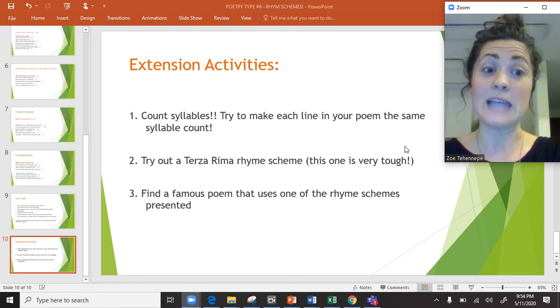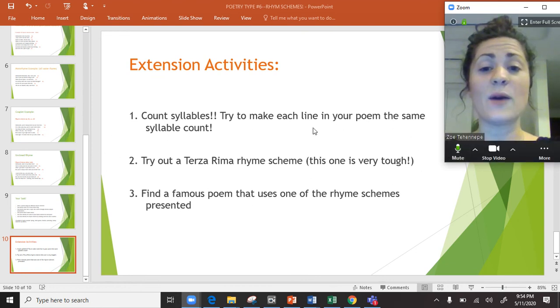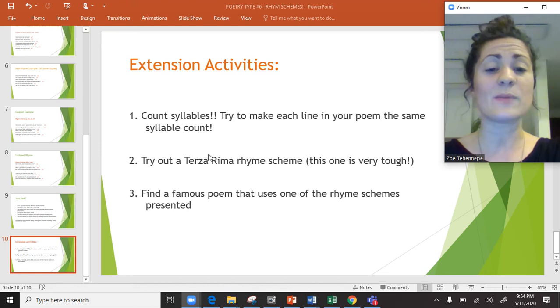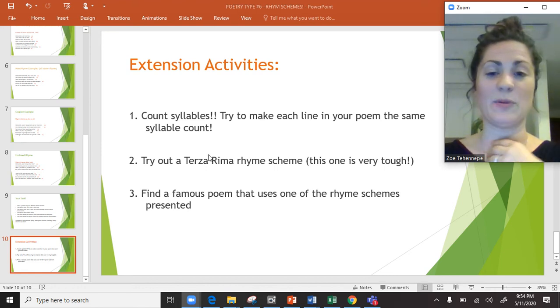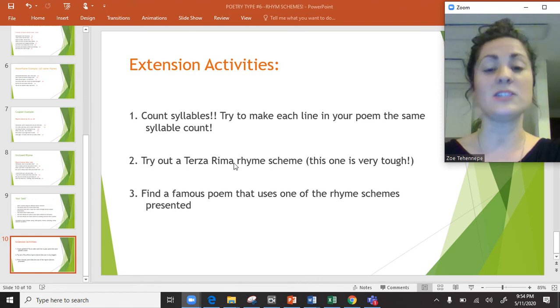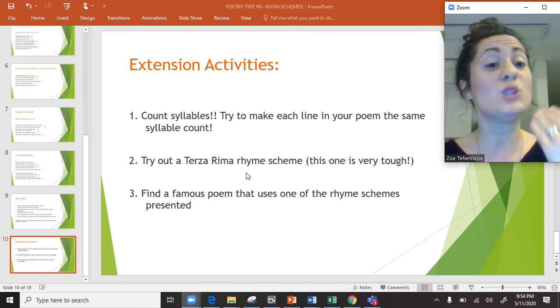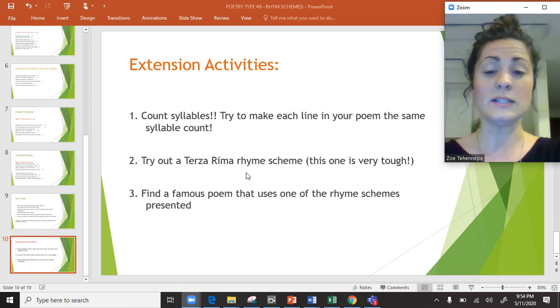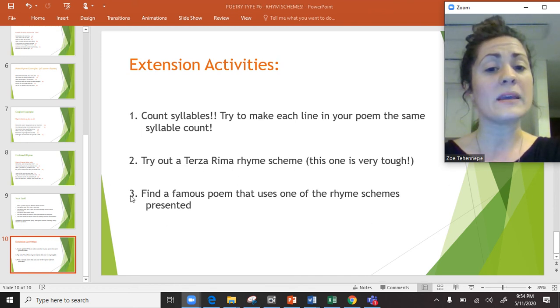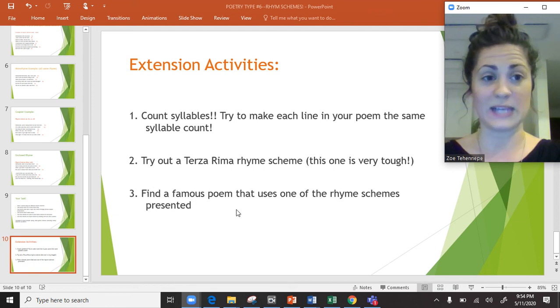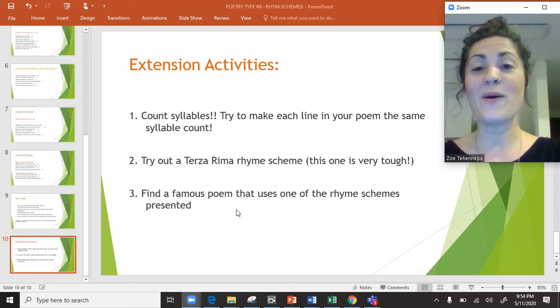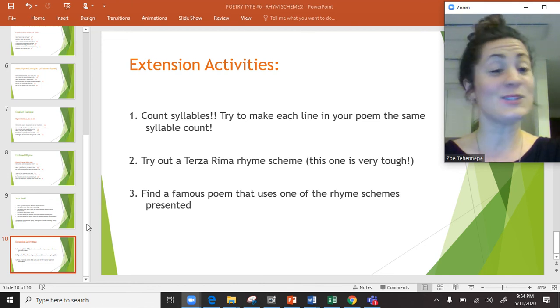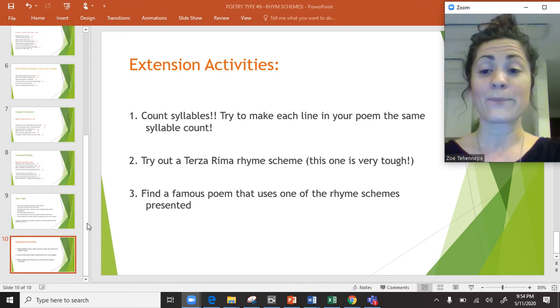Next, if you would like to try a tough one, go check out the Terza Rima rhyme scheme, which is the one that I didn't do an example of, and give that one a shot because it's a real challenge. But once you manage to do it, you realize it sounds really cool. And the third extension activity is to go find a famous poem that uses one of the rhyme schemes presented, okay? So those are your extension activities, and this is your plan for the day.